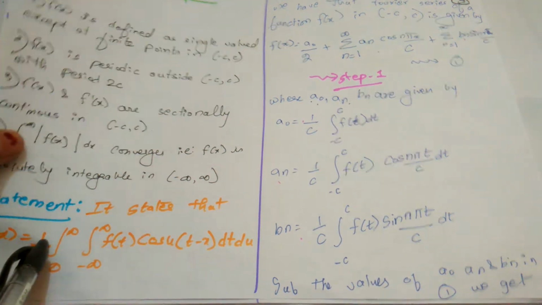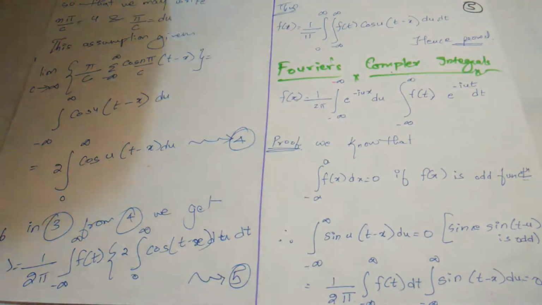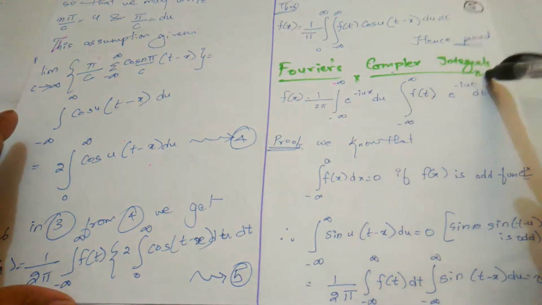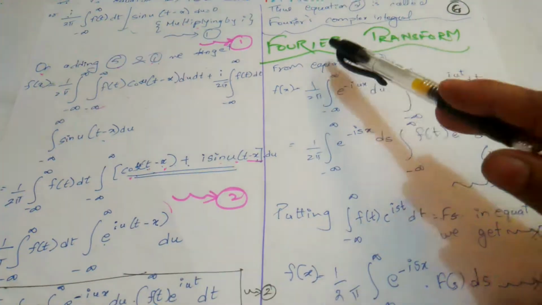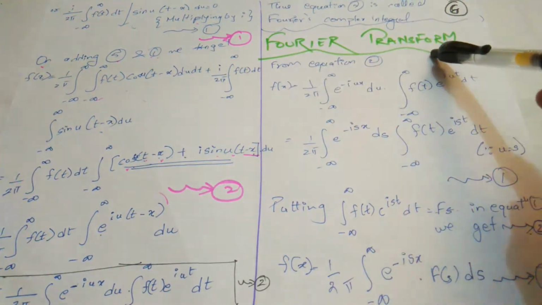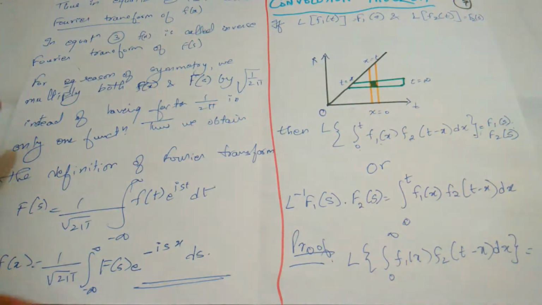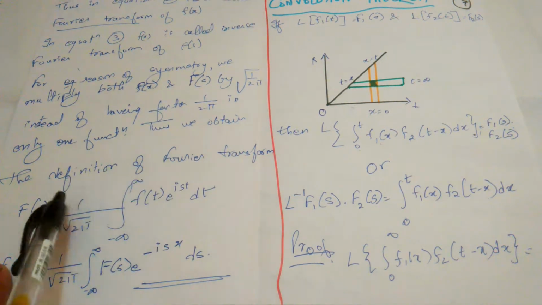This is a statement. It's a 4-step proof which we have done. Then we have done one more theorem, that is Fourier's complex integral, which is a 2-step proof. Then we have done just a substitution for Fourier transform, which is the most important topic required for our further problem solving as well as for the further proofs. So just have a look at the definition of Fourier transform.